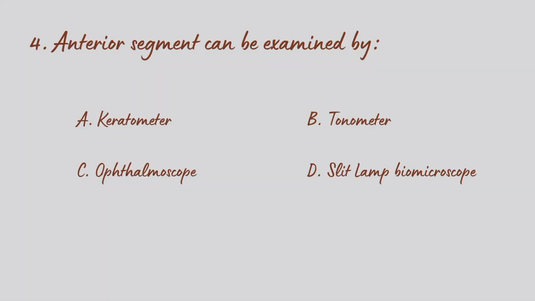Next question. Anterior segment can be examined by option A. Keratometer. Option B. Tonometer. Option C. Ophthalmoscope. And option D. Slit lamp biomicroscope. Correct answer is option D. Slit lamp biomicroscope.